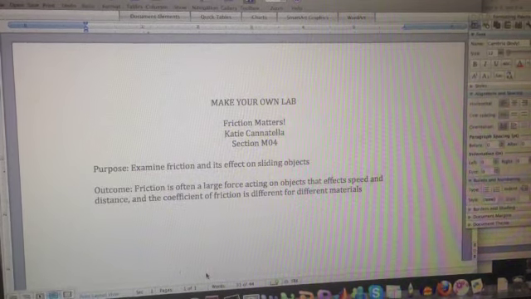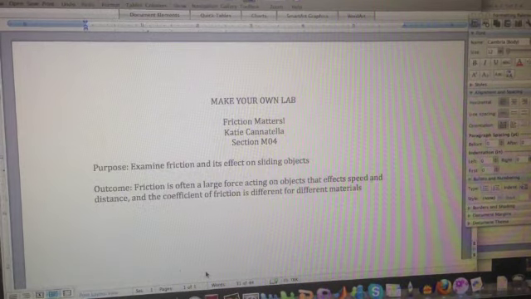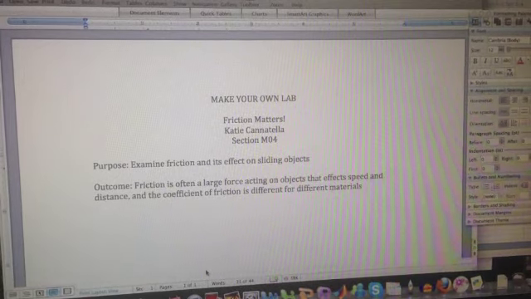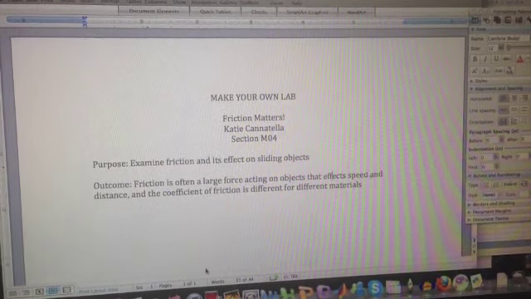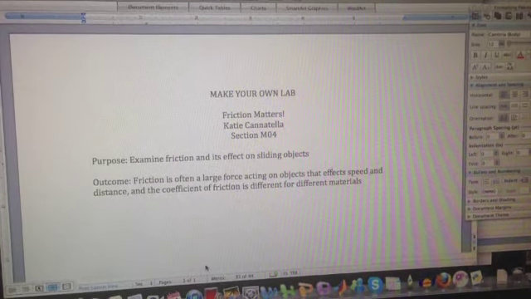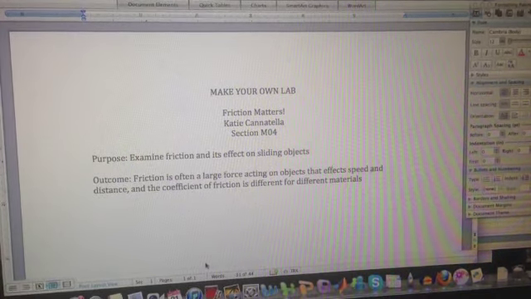My purpose, or my objective, was to examine friction and its effect on sliding objects. In my outcome, I found that friction is often a large force acting on objects that affects speed and distance, and the coefficient of friction is different for different materials.